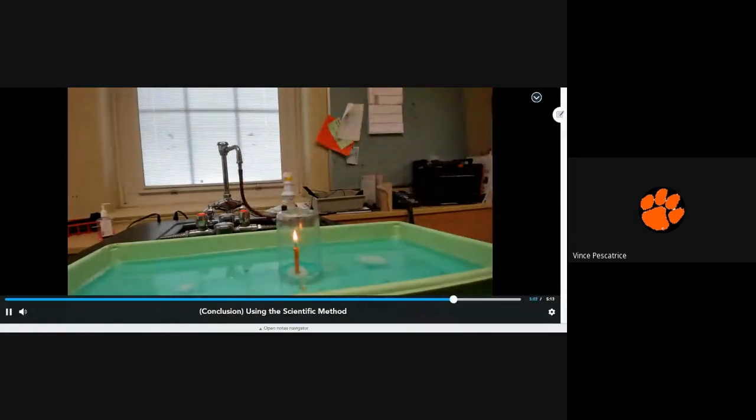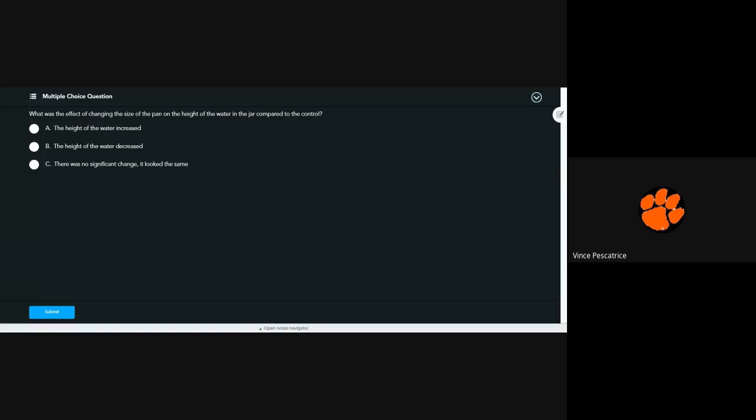So again, pay attention to the approximate height of the water, because we're just basically comparing it. Now, if we wanted to get really specific, I would have taken a ruler and measured it each time, but I just thought getting the point across was important here. All right, so what effect did changing the size of the pan have? Was there a significant change, decrease, or an increase?